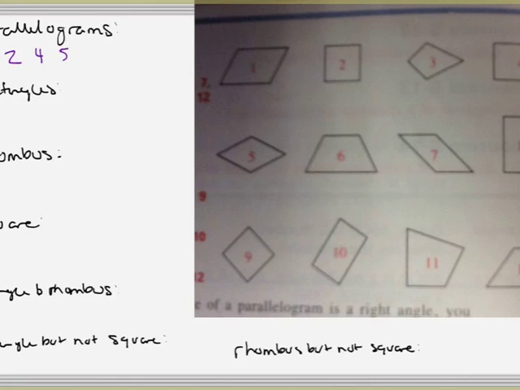So, 1, 2, 4, 5. I'm good with that. What about 6? No. Okay. 7, 8, 9, 10, 12. Okay. So the one that you skipped then, you skipped number 3.